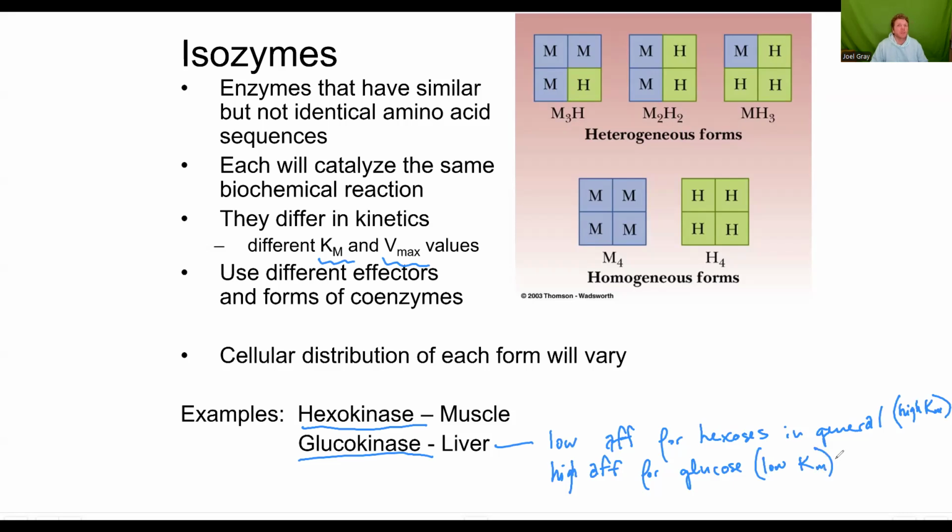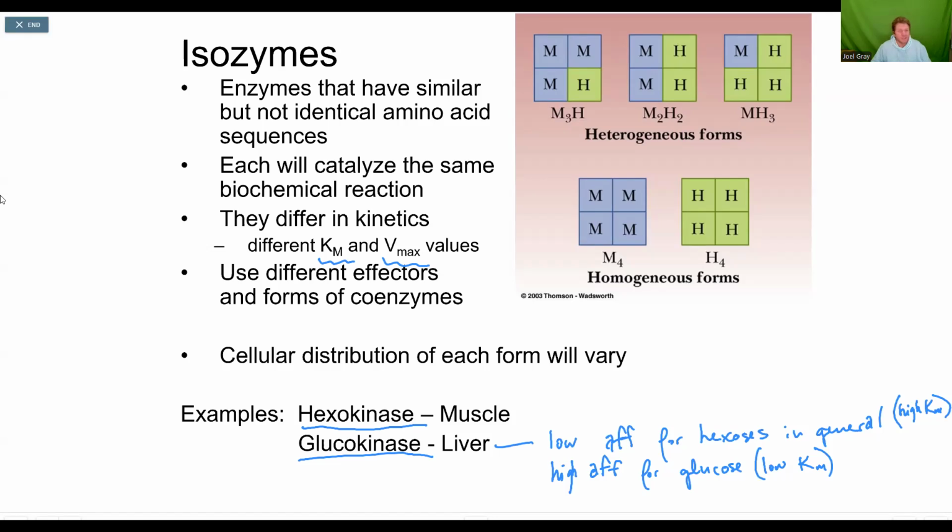Because glucokinase loves to bind hexose. Or sorry, glucokinase loves to bind glucose. Other hexoses, not much of an interest. Whereas hexokinase kind of has an equal affinity for basically every hexose, whether it's glucose or any other hexose. So isozymes differ because, well, they're going to carry out the same reaction, but they kind of have different selectivities.